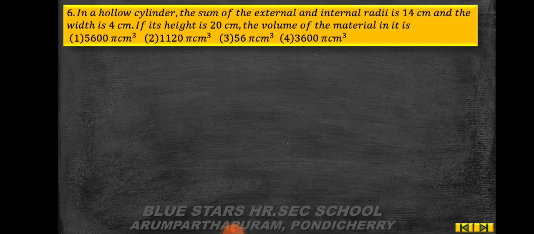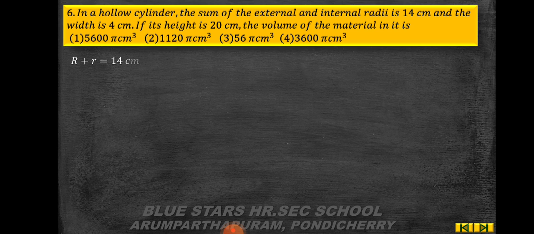Question number 6. In a hollow cylinder, the sum of the external and internal radii is 14 cm and the width is 4 cm. If its height is 20 cm, then the volume of the material in it is: option 1, 5600 pi centimeter cube; option 2, 1120 pi centimeter cube; option 3, 56 pi centimeter cube; and option 4, 3600 pi centimeter cube.